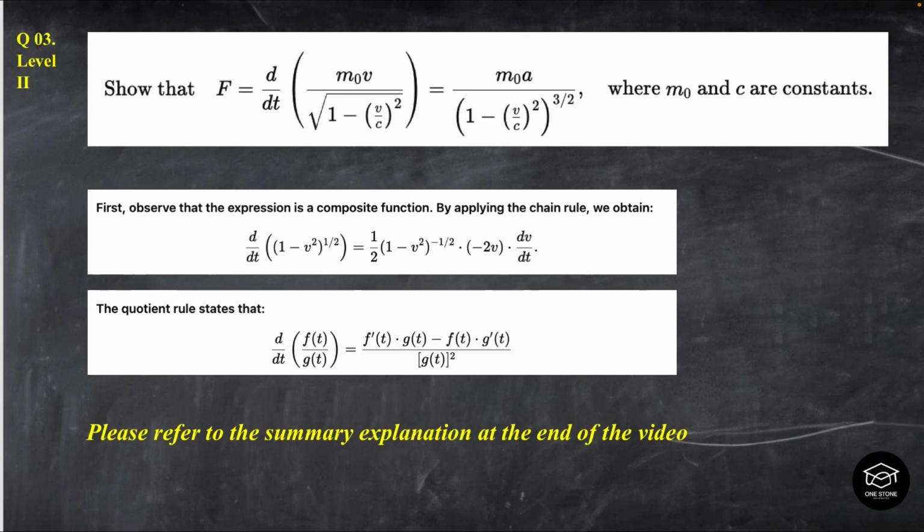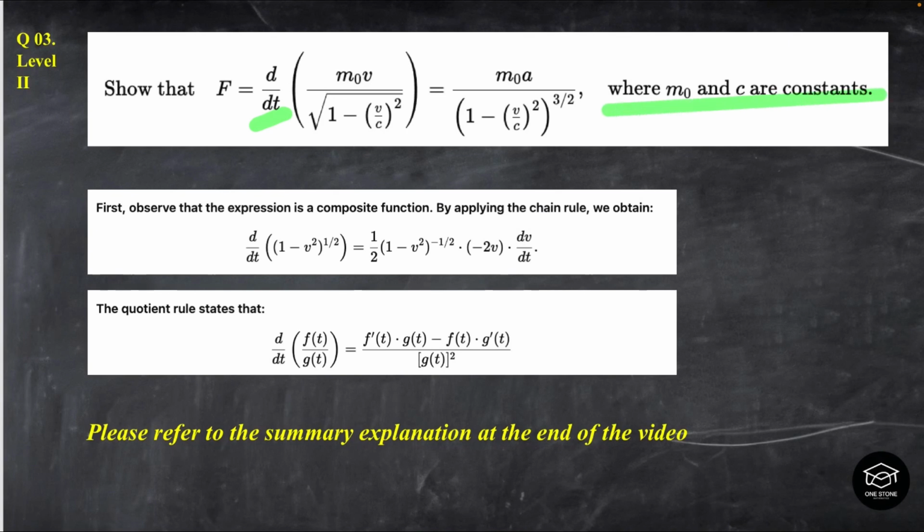In special relativity, force is defined as the time derivative of relativistic momentum. That means force equals m naught multiplied by velocity divided by the square root of 1 minus v squared over c squared. And we're going to take the time derivative of that entire expression. Here, m naught is the rest mass, and c is the speed of light. Both of them are constants.